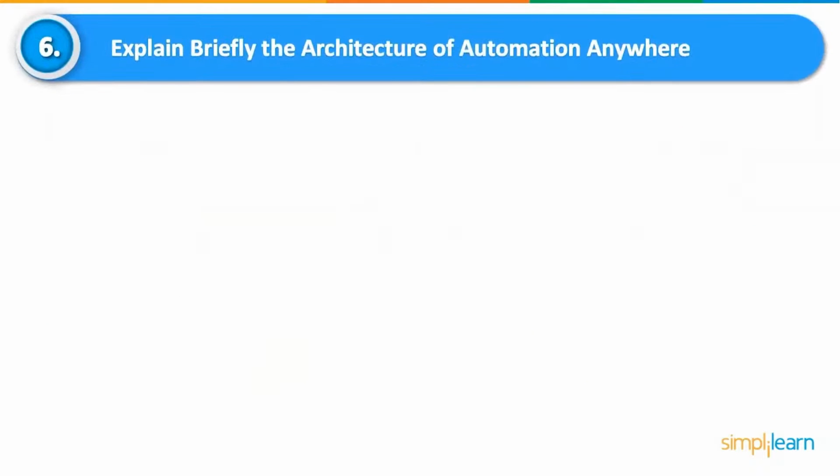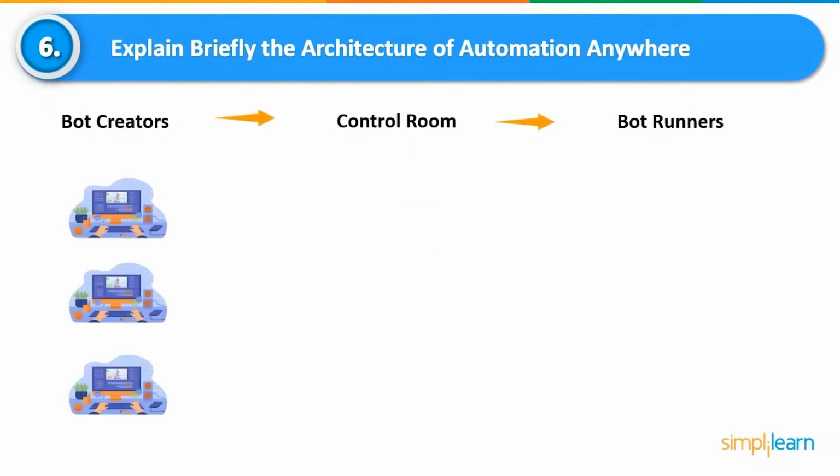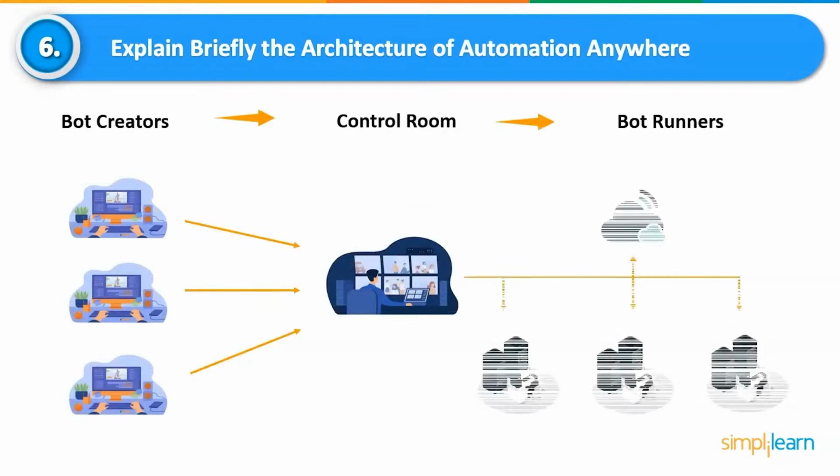Explain briefly the architecture of Automation Anywhere. Automation Anywhere platform is built using a distributed architecture. The Enterprise Control Room is a web-based platform that manages the development and execution of digital workforce and provides centralized management. Bot creators and bot runners are linked to the Enterprise Control Room. Bot creators are software development platforms for authoring and customizing automations. Bot runners are runtime systems deployed on machines that carry out the automations. Bot runners can be installed on desktops, in data centers, or in the cloud.